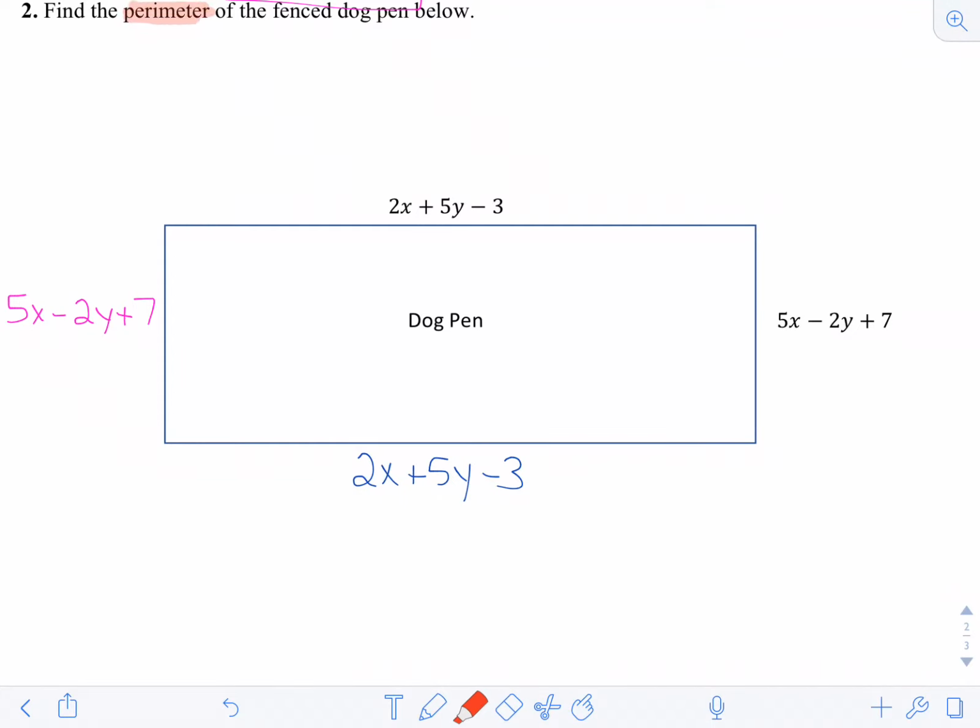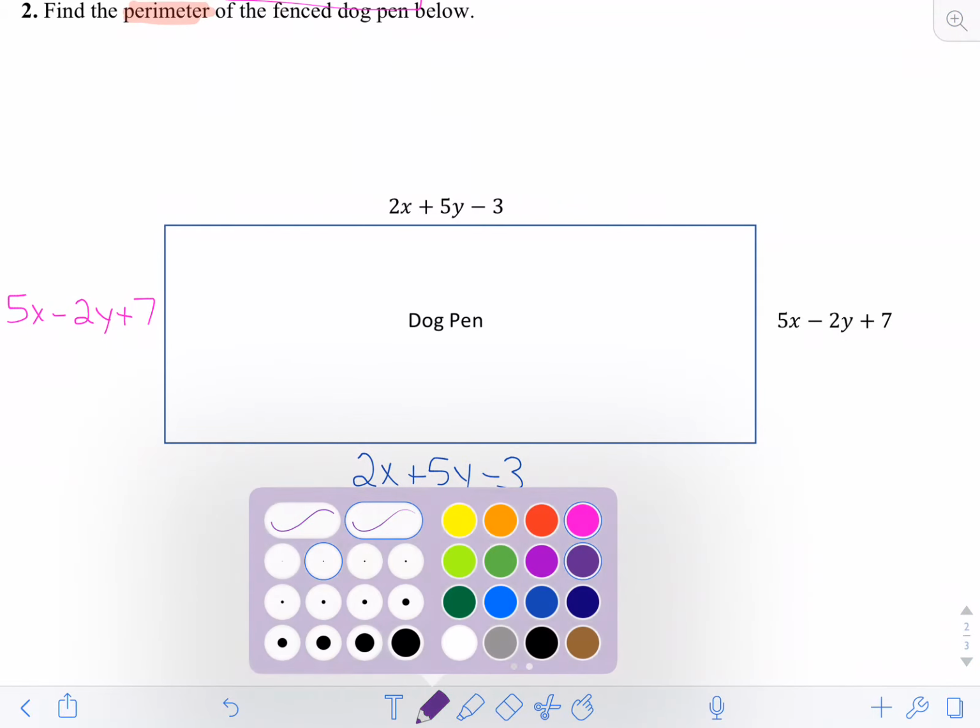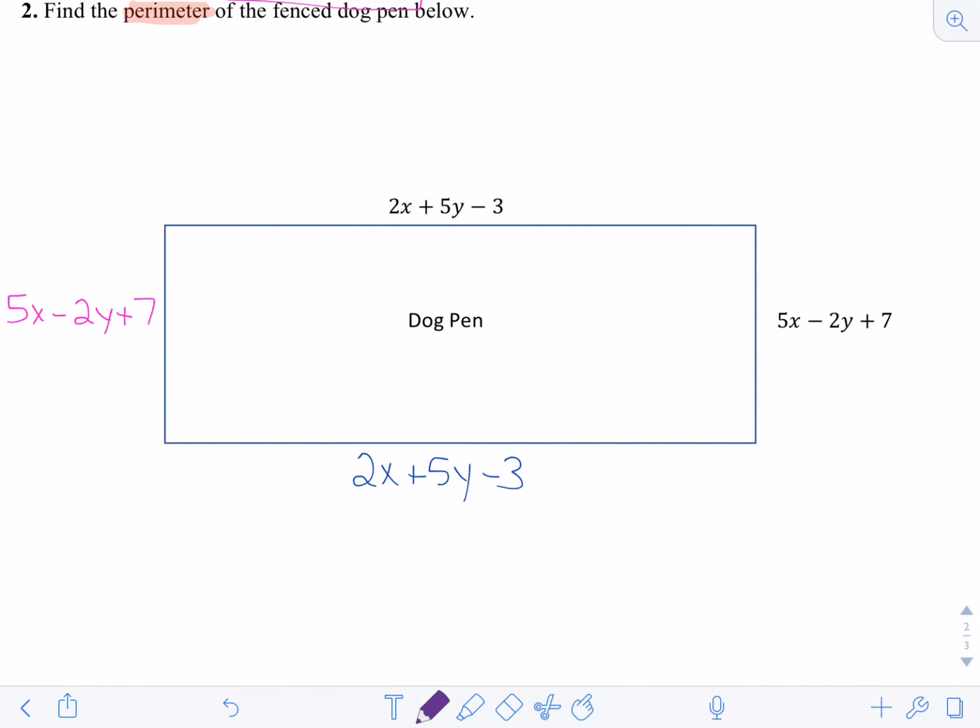All right, so to find the perimeter of anything, you have to add up all the sides. There's a couple of ways you could do this. What I'm going to do is write this whole thing out. So I have 2x plus 5y minus 3, plus 5x minus 2y plus 7, plus 2x plus 5y minus 3, plus 5x minus 2y plus 7.